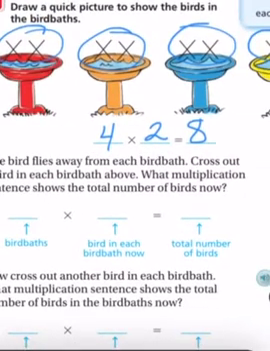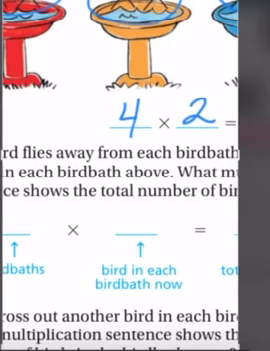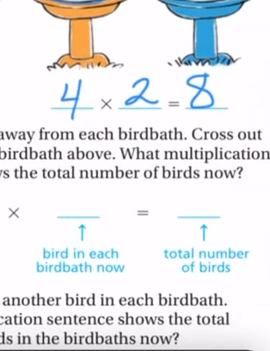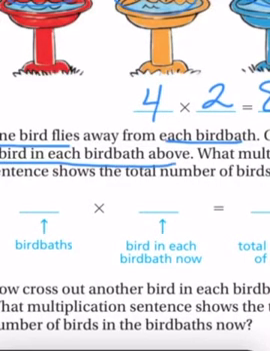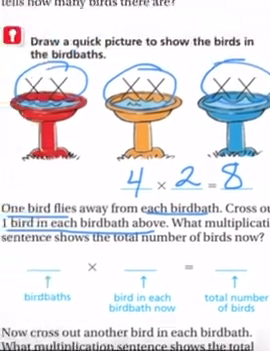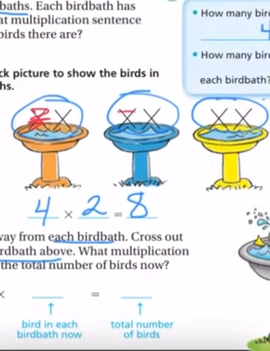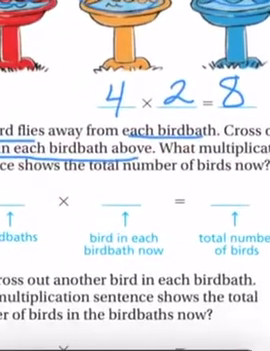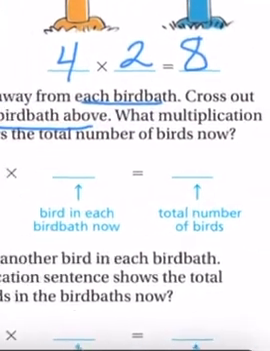All right, now we're going to add to our little story here. It says one bird flies away from each bird bath. Cross out one bird in each bird bath above. So I'm going to change pen color and get rid of one bird in each bird bath. There we go. So now I have a good visual, something to look at. And it says, what multiplication sentence shows the total number of birds now?